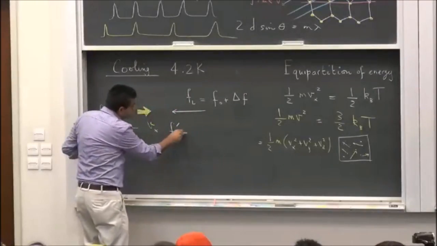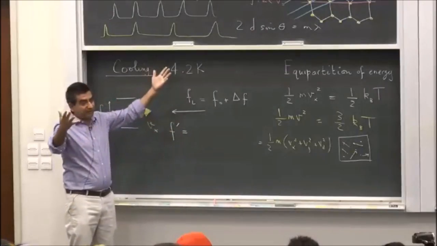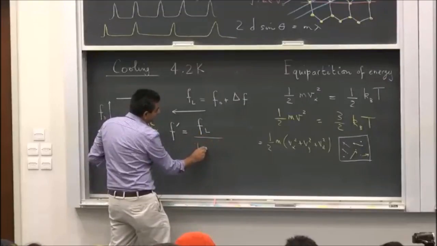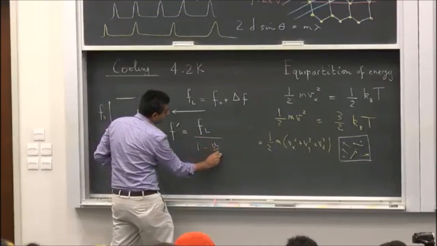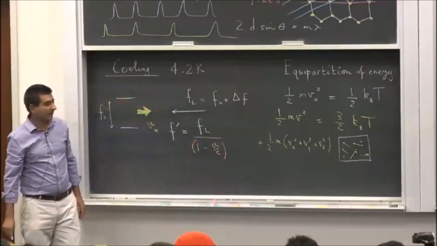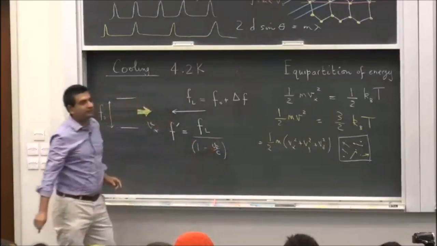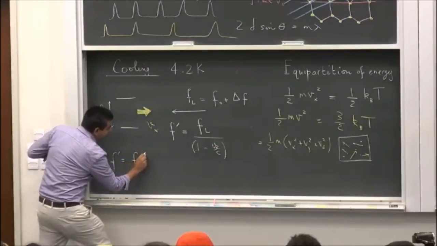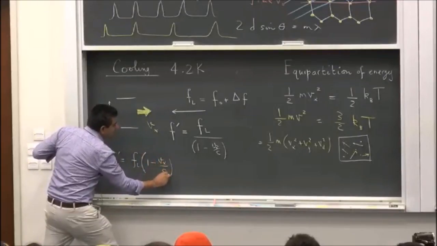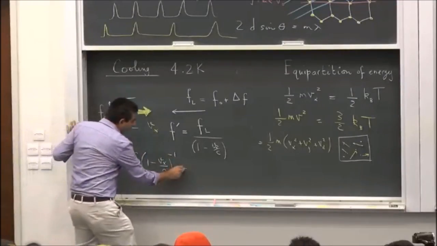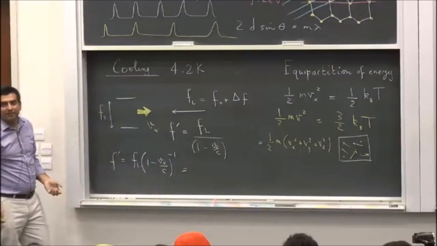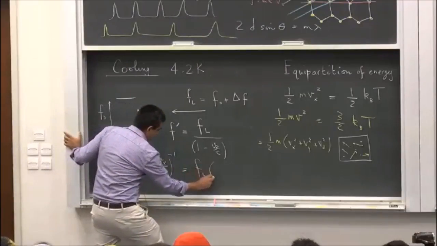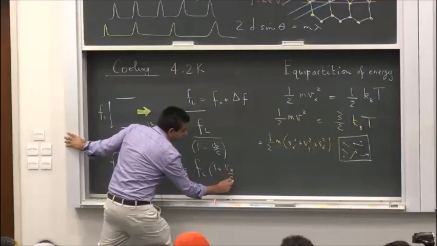Now you have F prime. Now this F prime is higher than FL. You've also seen the formula: F prime equals FL over 1 minus Vx over C, where Vx is the speed. So F prime is FL times (1 minus Vx over C) to the power of minus 1. Now Vx is much smaller than C, so this number is much smaller than 1. I can use the binomial expansion. I get FL times (1 plus Vx over C).